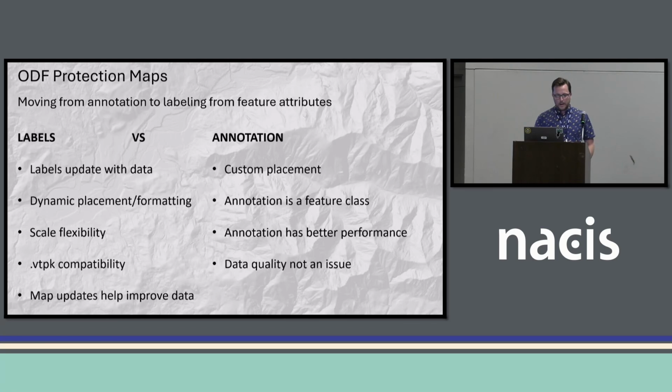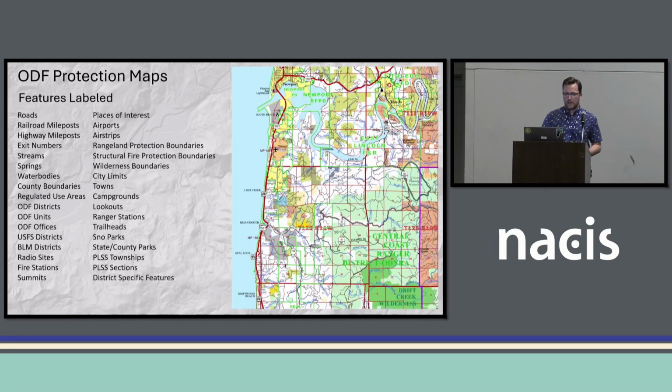Annotation does have advantages. You can put it exactly where you want, and you don't have to worry about it bouncing around in weird places. It is a feature class, so you can use it to layer with other features on your map. It does have better performance, so the label engine can be slow, especially in these complicated maps, and then your data can be terrible, and it doesn't matter if your annotation is good. But over the course of several projects, we have moved to almost entirely using labels.